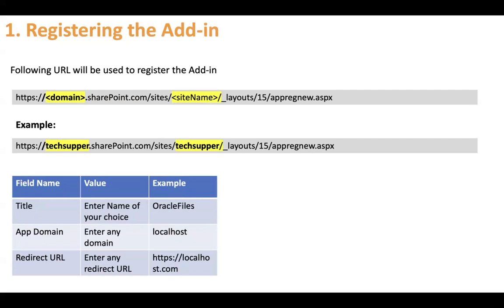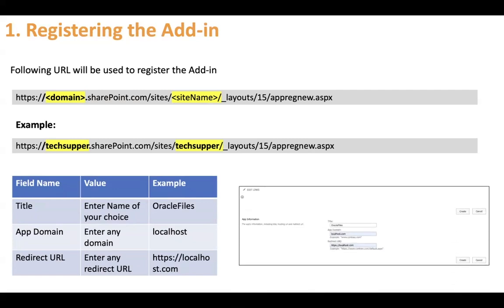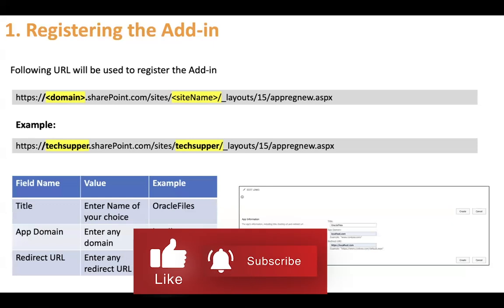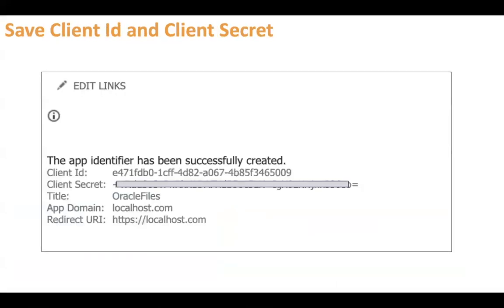You can enter any name of your choice, like Oracle files. For the app domain you can put localhost, and you can put the redirect URI as https://localhost.com. After you enter all those details, you have to click on the create button. This registering of the add-in will give you a client ID and client secret. Please make sure you save that client ID and client secret somewhere, because we will be needing those credentials in the further steps to call those APIs.